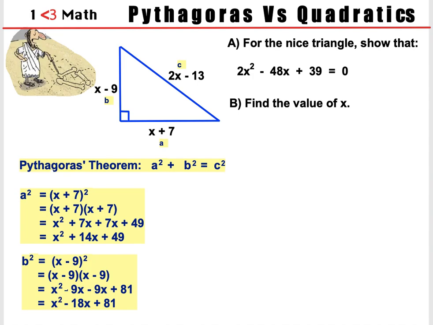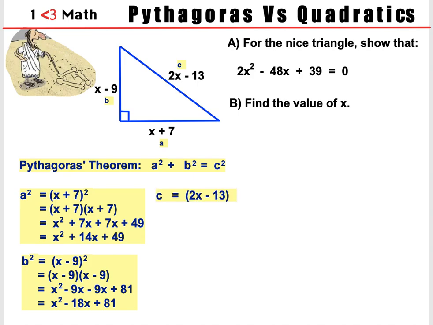And we can simplify that by collecting the like terms. Minus 9x and minus 9x go together to make minus 18x. So it's using the same strategy as we did for the a squared. We've now got the b squared as well. Just take a moment to look at that just to check that you understand how to multiply out the bracket x minus 9 squared.